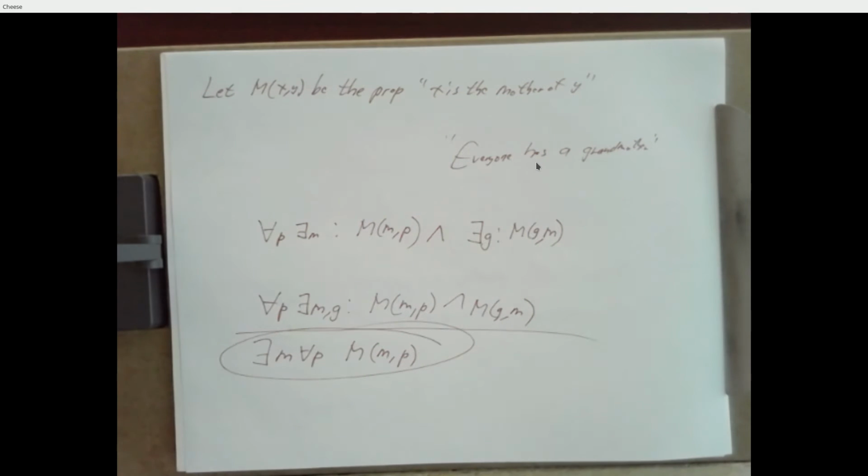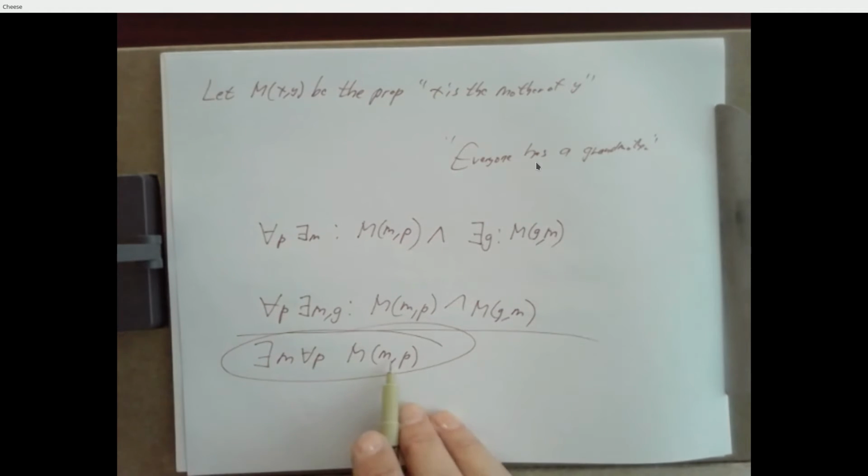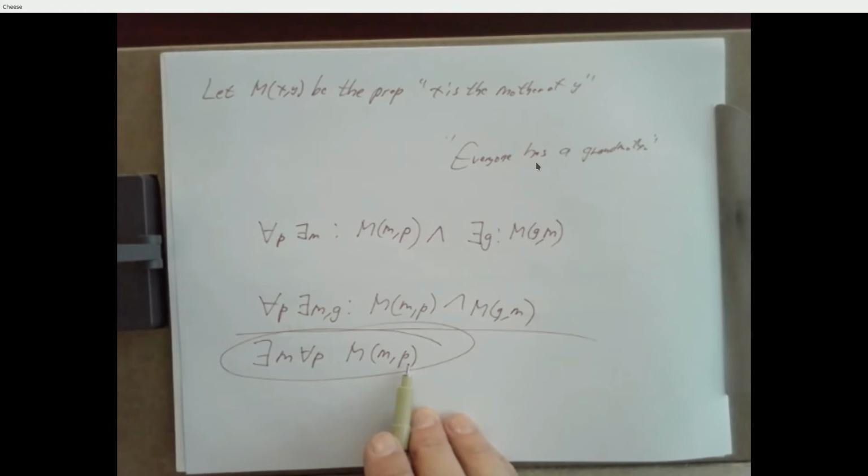Right? So this was part one of that question. What does that say in English? There exists a person that is the mother of all people. Yeah, there exists an M such that for any person we think of, M is the mother of that person. So there's like a universal mom. Yeah.